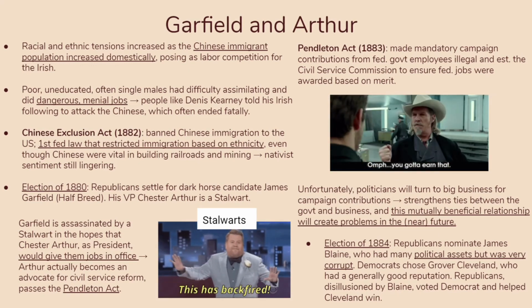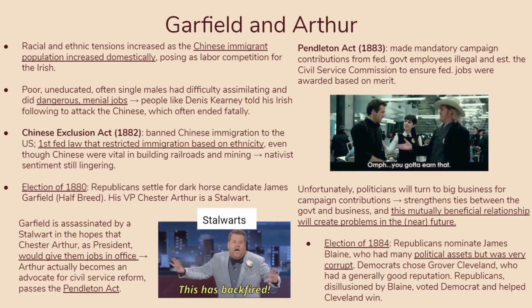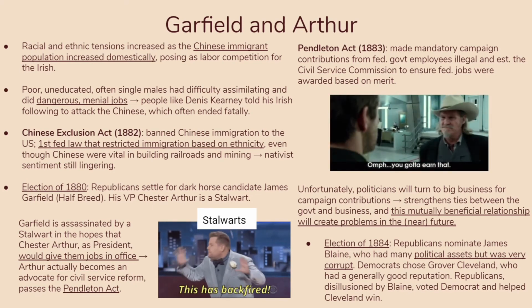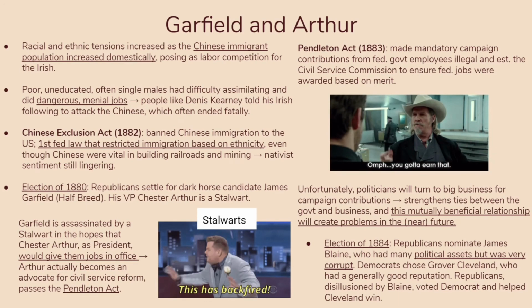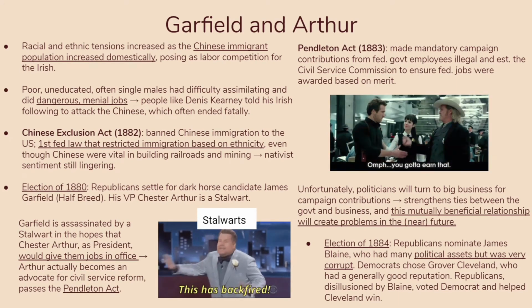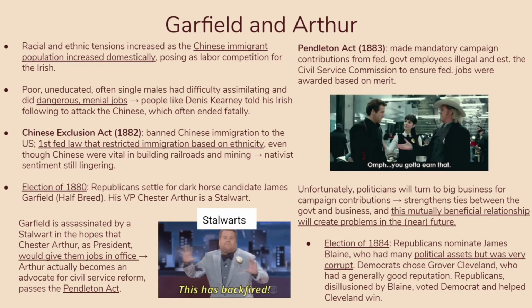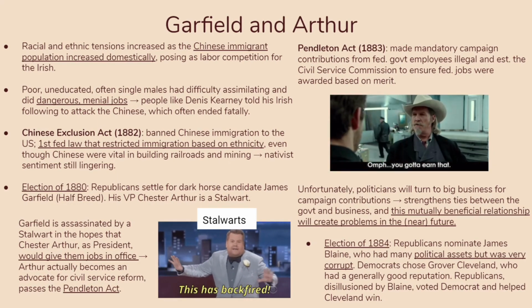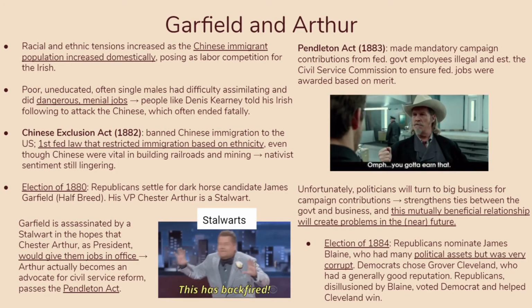And finally, the last election you need to know about for this chapter is the election of 1884. Essentially, the Republicans nominate James Blaine, who had many political assets but was very corrupt, and Democrats chose Grover Cleveland, who had a generally good reputation, but as we'll see in the future, as in like the next slide, he had a somewhat controversial presidency. And Republicans, some of whom were disillusioned by Blaine, voted Democrat and helped Cleveland win.